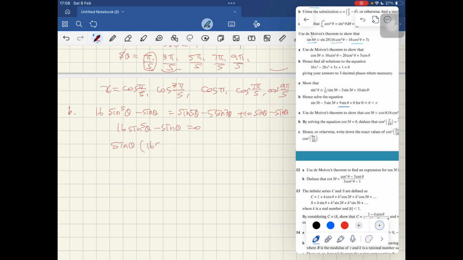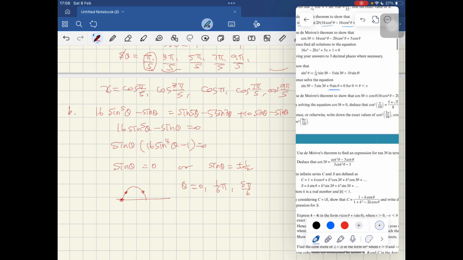So we factorize it. Sine theta can be 0, or sine to the power of 4 is 1 over 16, which means sine theta can be plus or minus 1 over 2. From 0 to pi, sine is like this. Here, here, here. So theta can be 0, 1 over 6 pi, and 5 pi over 6. Sine is 1 over 2, yep.